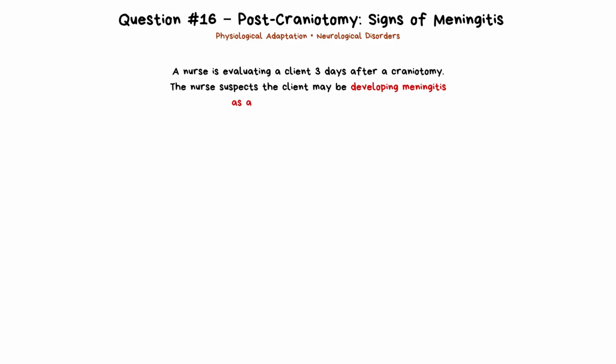Here's a bow tie style case. This means we'll connect 3 pieces of clinical judgment: the critical finding in the center, the nursing actions on the left, and the expected outcomes on the right. Scenario: our client is 3 days post-craniotomy. The nurse suspects that the client may be developing meningitis as a postoperative complication.